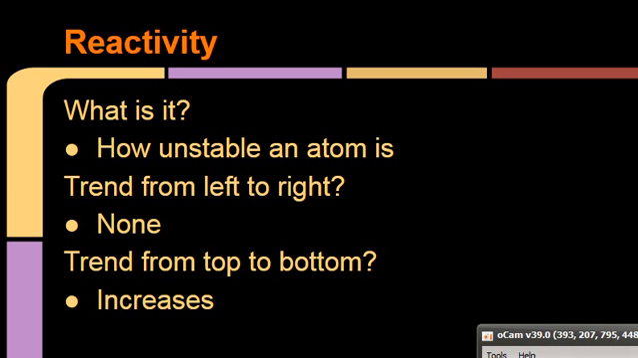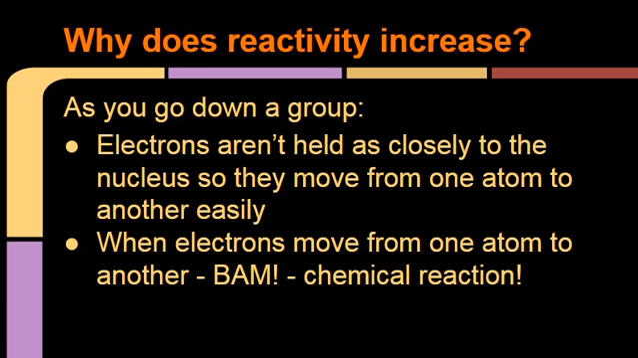However, as we go from the top to the bottom of the periodic table, there definitely is a trend. And it's going to increase in reactivity as you go towards the bottom of the periodic table. So the atoms on the bottom of the periodic table are more reactive than the ones towards the top. So you may be wondering, well, why would the reactivity increase?